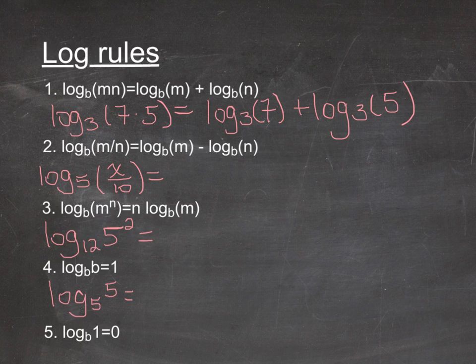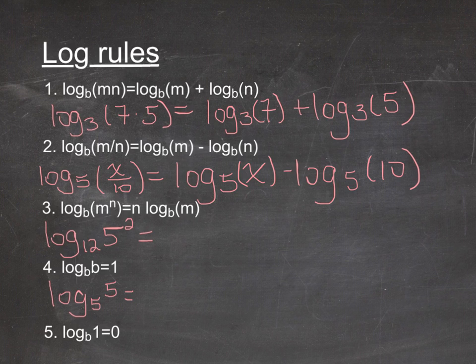Okay, so as long as I have the same base, I can bring them together, just like with exponents, as long as I have the same base. If I have log base 5 of x over 10, if I'm dividing, I can split that up and subtract. So again, I'll have log base 5 of x, the numerator has to come first, minus log base 5 of 10.